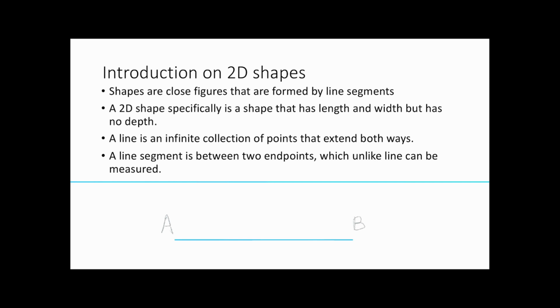Often in shapes that you are measuring, it is featuring line segments instead of lines. And you might think, what is the difference between a line and a line segment? A line is an infinite collection of points that extend both ways, as shown here by the blue line. A line segment is like the line below, which has point A and point B as its endpoints, which means that it can be measured.